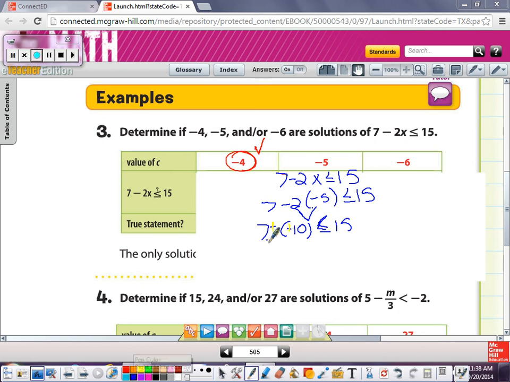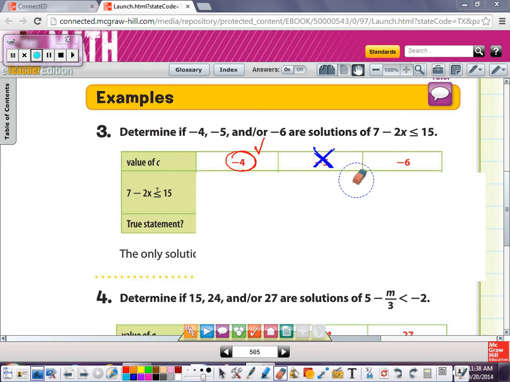Getting back to work, 7 plus 10 is 17. 17 is not less than 15, nor is it equal to 15. So because this is not a true statement, it's false, then -5 is not a solution. And I'll retrace my steps again and check my third value now.